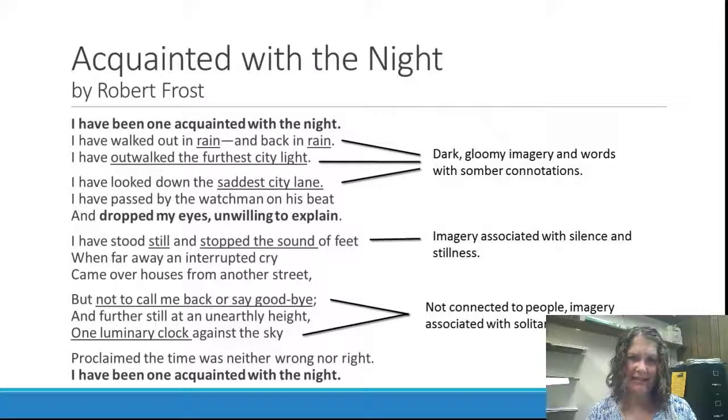So when he says he's acquainted with the night, it means that he knows what it's like to feel sad. He knows what it's like to feel maybe depressed. But also, he knows what it's like to feel disconnected and alone and cut off from other people.